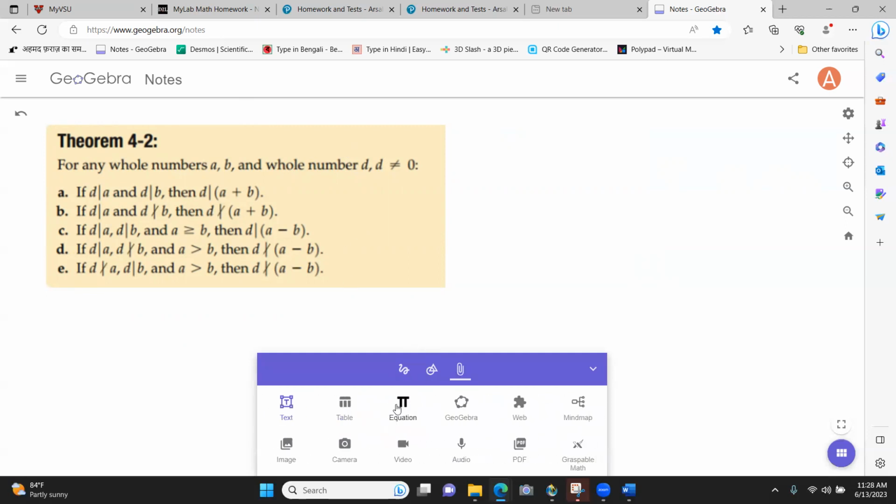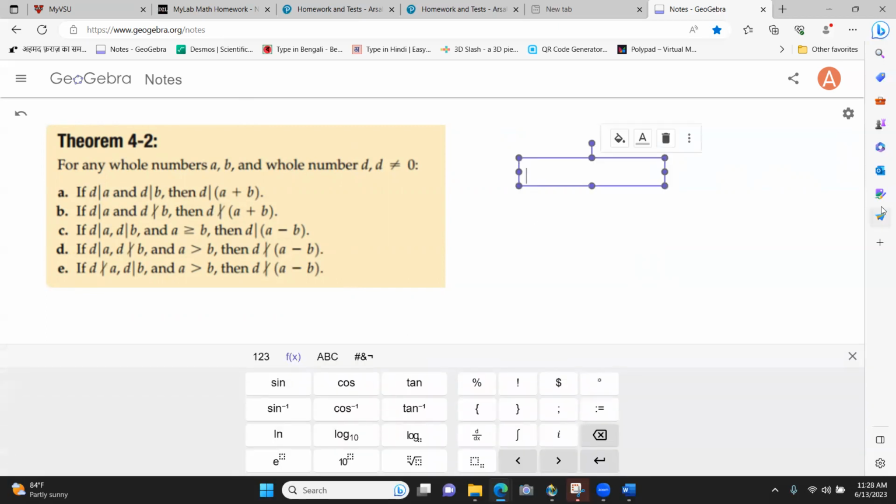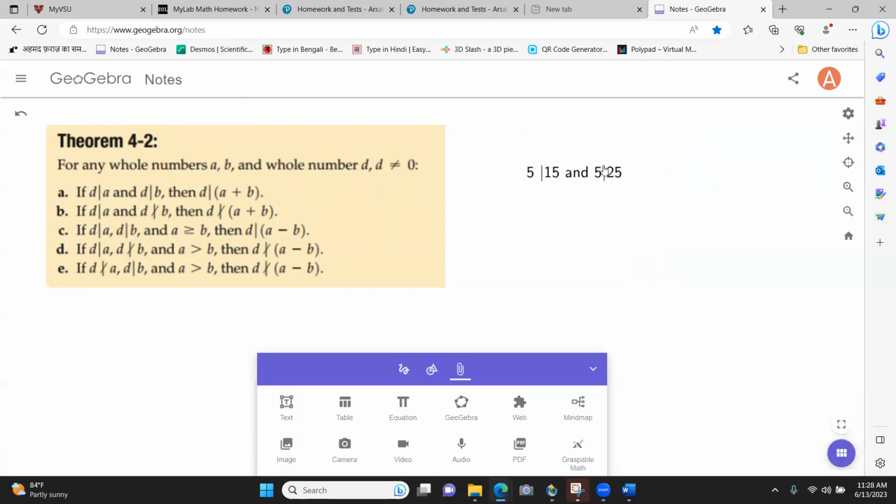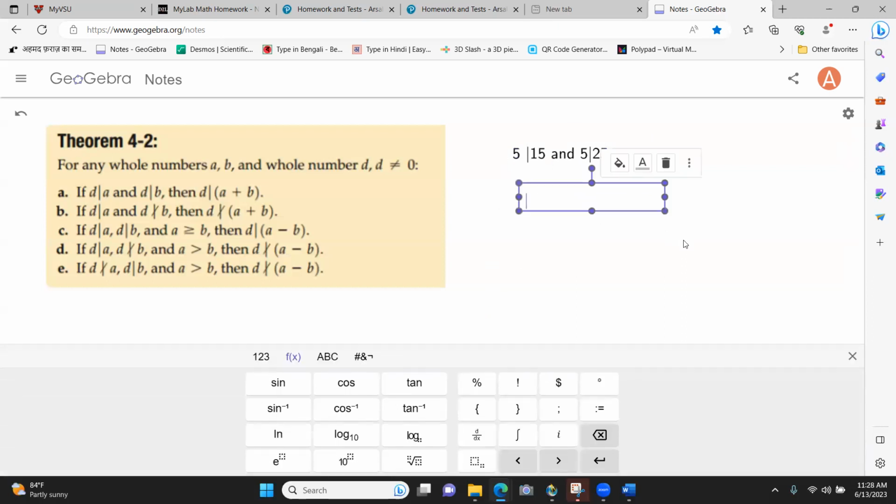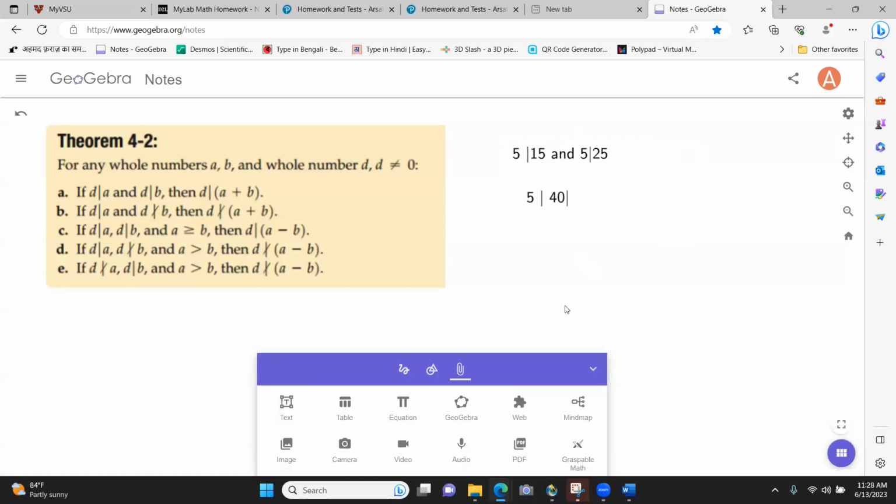Okay, so take a look at this. 5 divides 15, and 5 divides 25. Now add 15 to 25. 15 plus 25 is 40. 5 will divide 40. And that makes a lot of sense. 5 divides 40. Well, look, I'm going to show it to you this way.